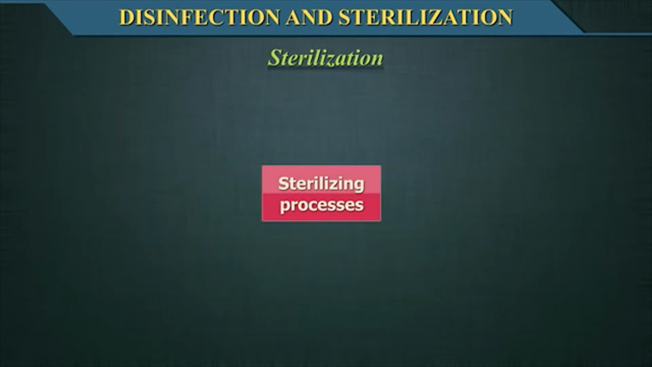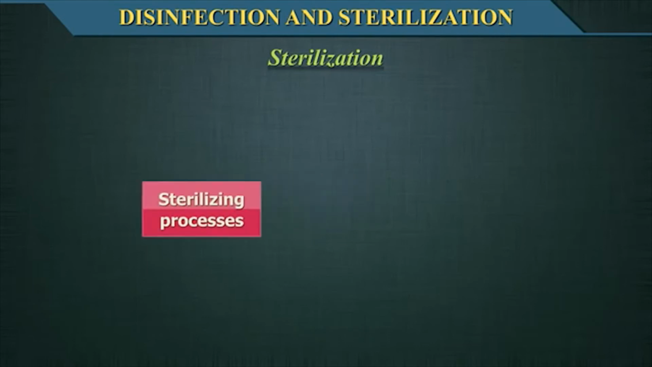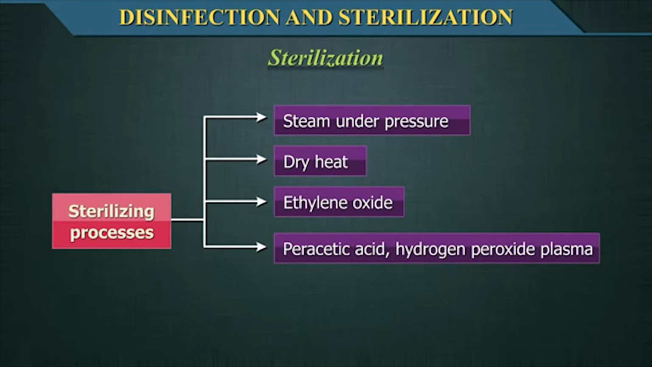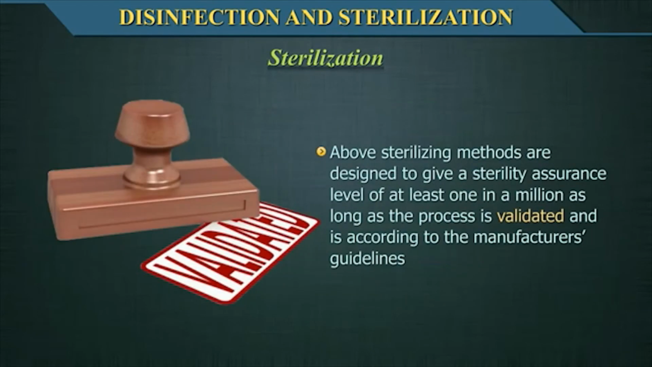Instruments and equipment will only be sterile if one of the following sterilizing processes is used: steam under pressure, that is moist heat, dry heat, ethylene oxide, peracetic acid, hydrogen peroxide plasma, and other chemical sterilant systems or sterilants, or irradiation. The above sterilizing methods are designed to give a sterility assurance level of at least 1 in a million as long as the process is validated and is according to the manufacturer's guidelines.